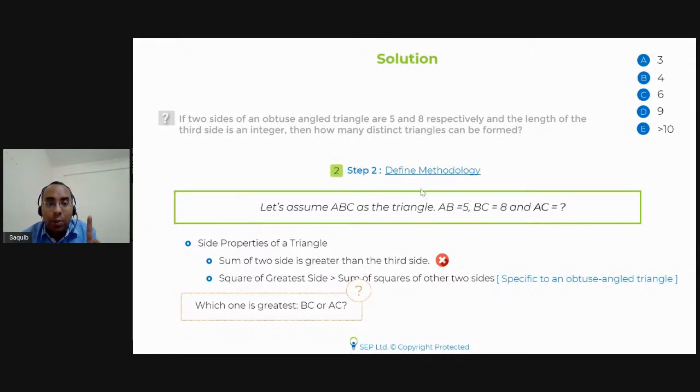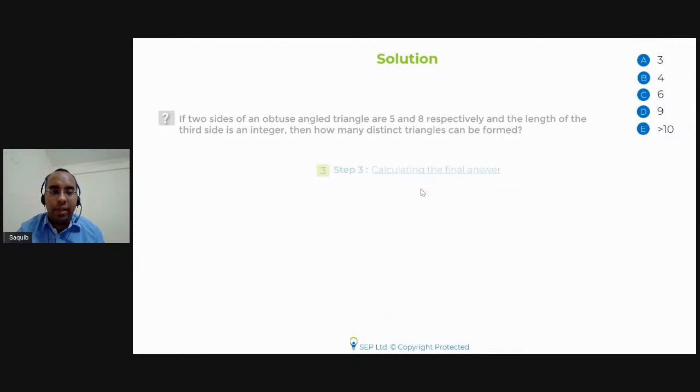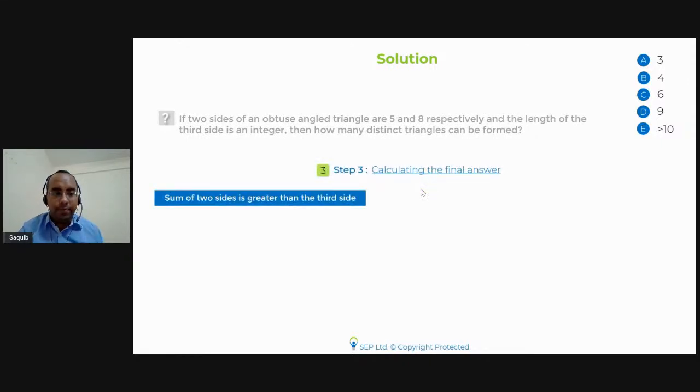If you focus on only one side, either BC or AC, you are going to make a mistake. Nothing has been given about which side is the greatest. I know AB is 5, but I don't know anything about AC. So it's possible that AC could be the greatest to form the obtuse angle triangle, or it's possible that BC could be the greatest, and AC would lie somewhere less than 8. So you have to consider both cases. If you only assume AC or only assume BC, you're going to make a mistake. So you need to take two cases.